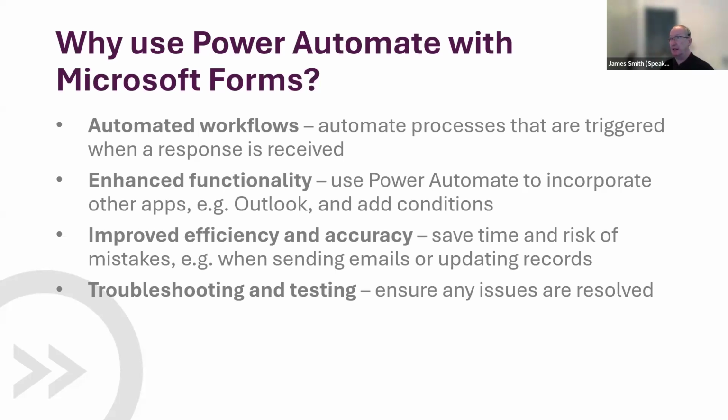As you'll see in a little while in the demo, with Power Automate we can incorporate other apps. So we can get it to send an email. As I've mentioned, we can use conditions. The overall thing is it improves efficiency and also accuracy, so it removes some of the human element of data input, etc. And we can also troubleshoot and test to make sure that any issues do get resolved.